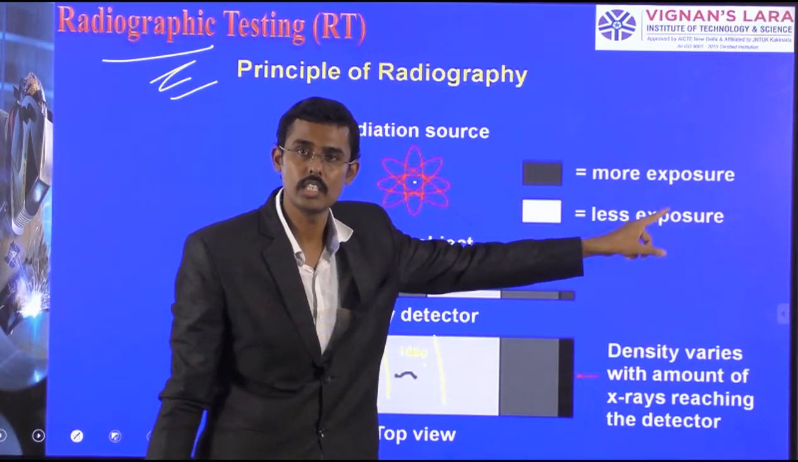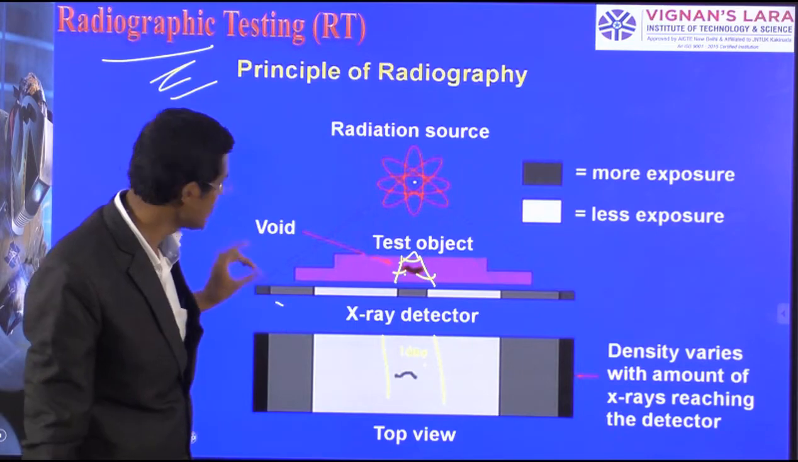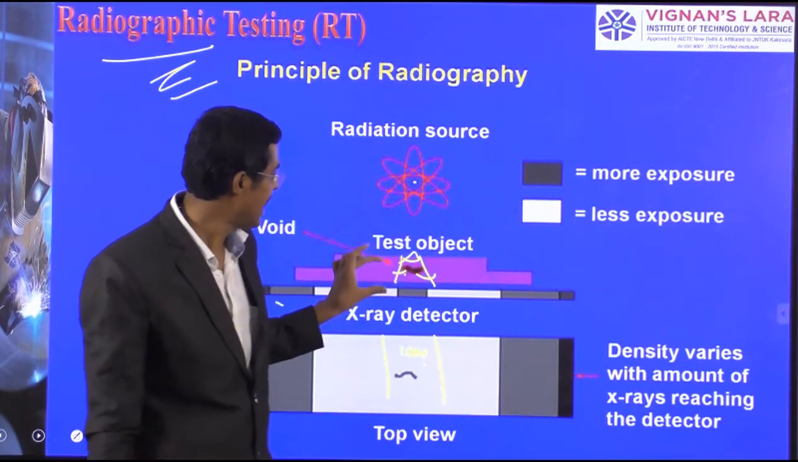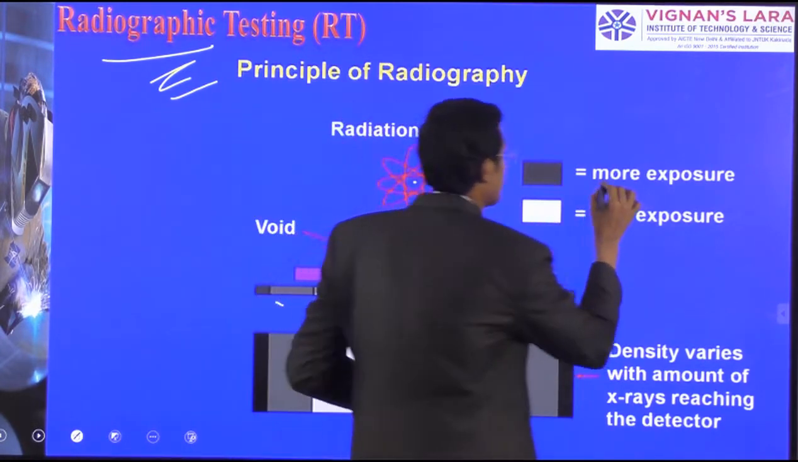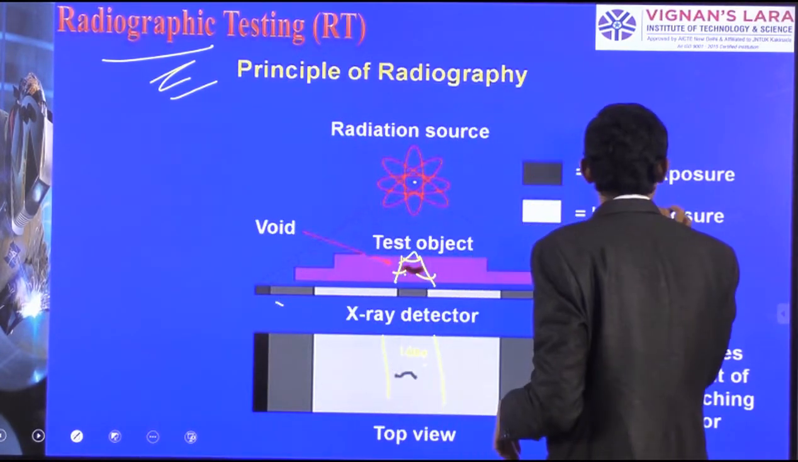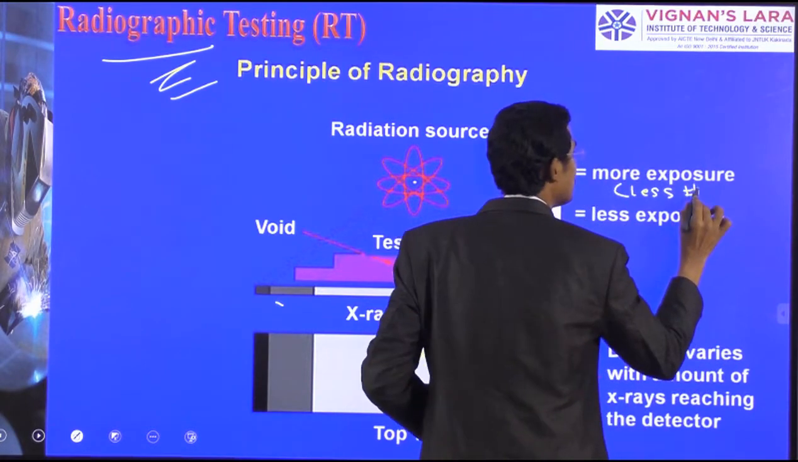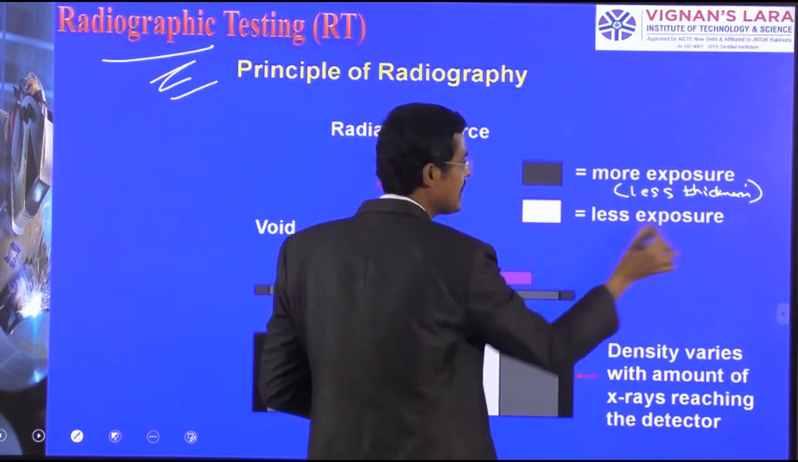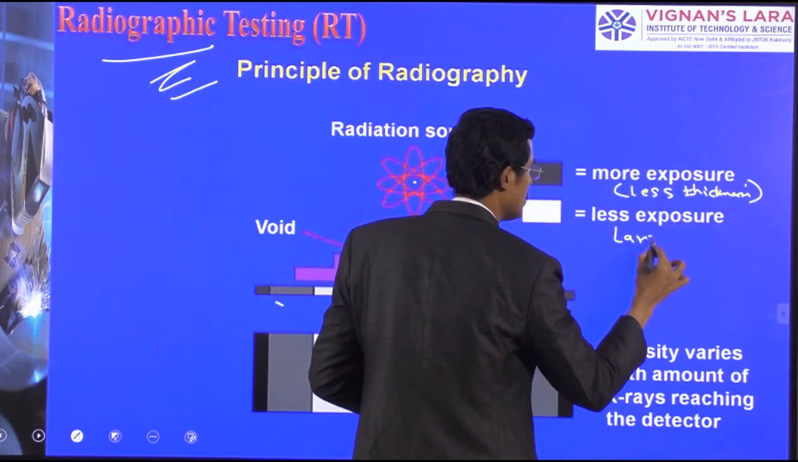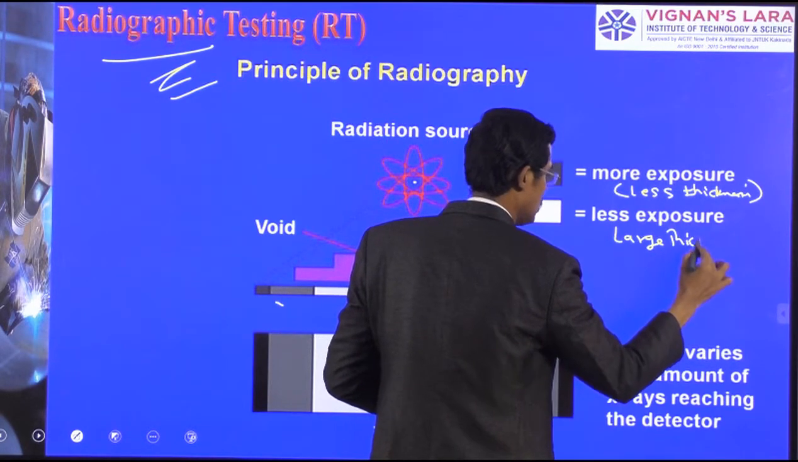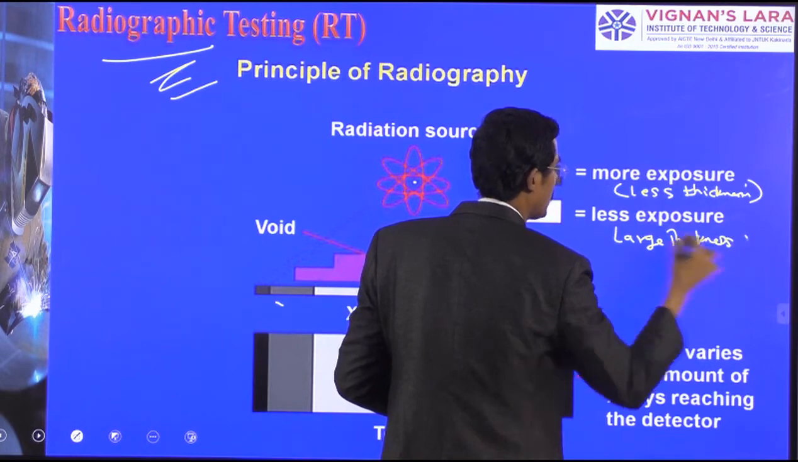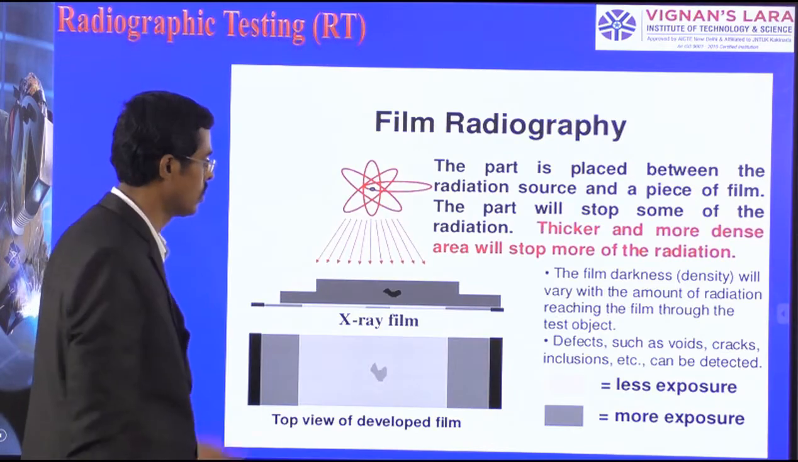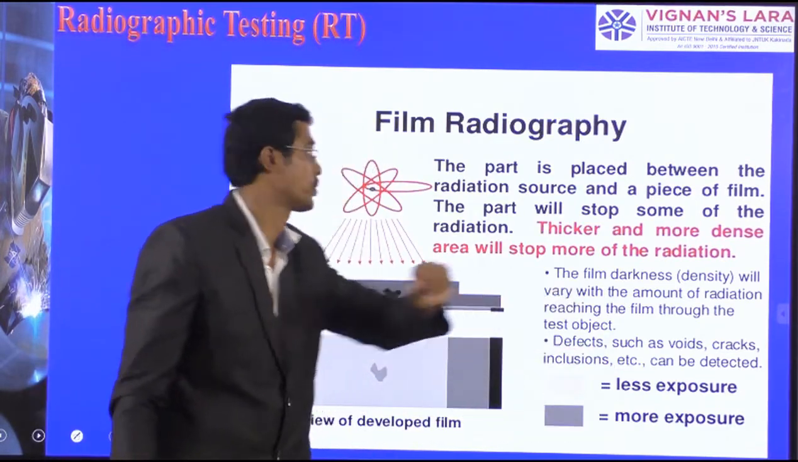More exposure is nothing but a less thickness. Less thickness, more exposure. Large thickness, less exposure. We can write here: more exposure means less thickness. Here, less exposure, large thickness. So likewise, I am understanding these X-ray methods, by which we are able to find less exposure and more exposure.